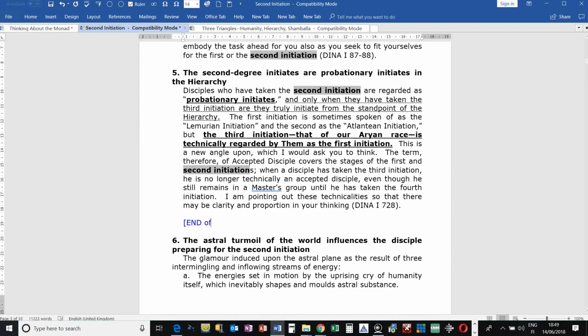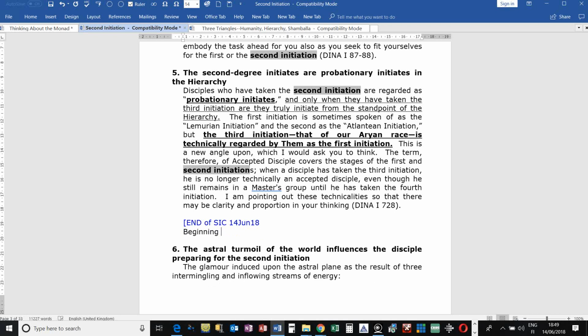So let's call this the end of second initiation compilation. Is that good enough? And I can't really say what page it relates to because we're skipping many pages, skipping around here. And I can only say that it is the 14th of June, 2018, and the beginning. Okay, second initiation compilation program number 1, and here we have the beginning of second initiation compilation program number 2. And who knows when I'll take this up, hopefully soon.